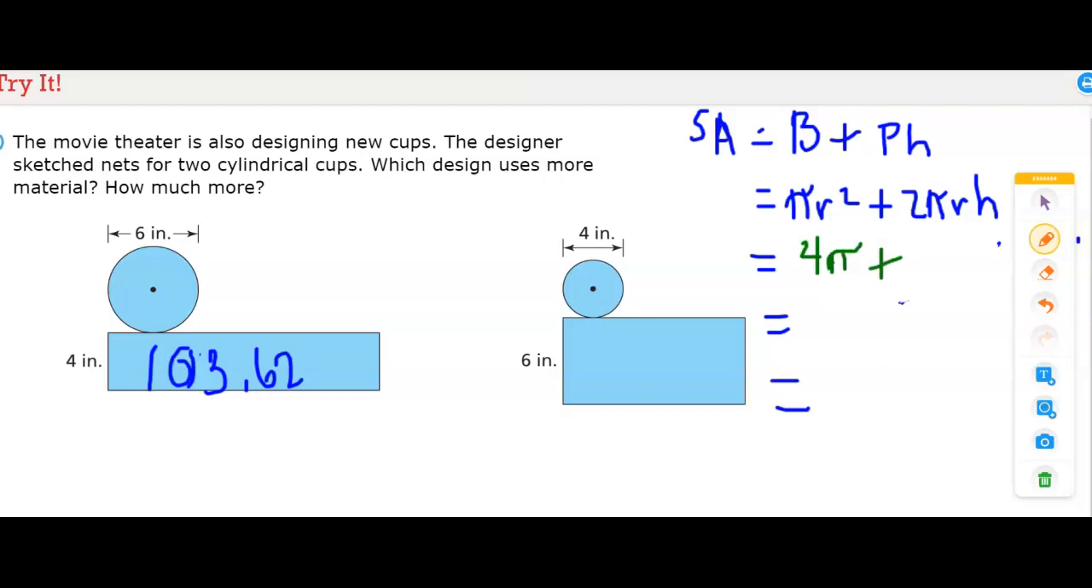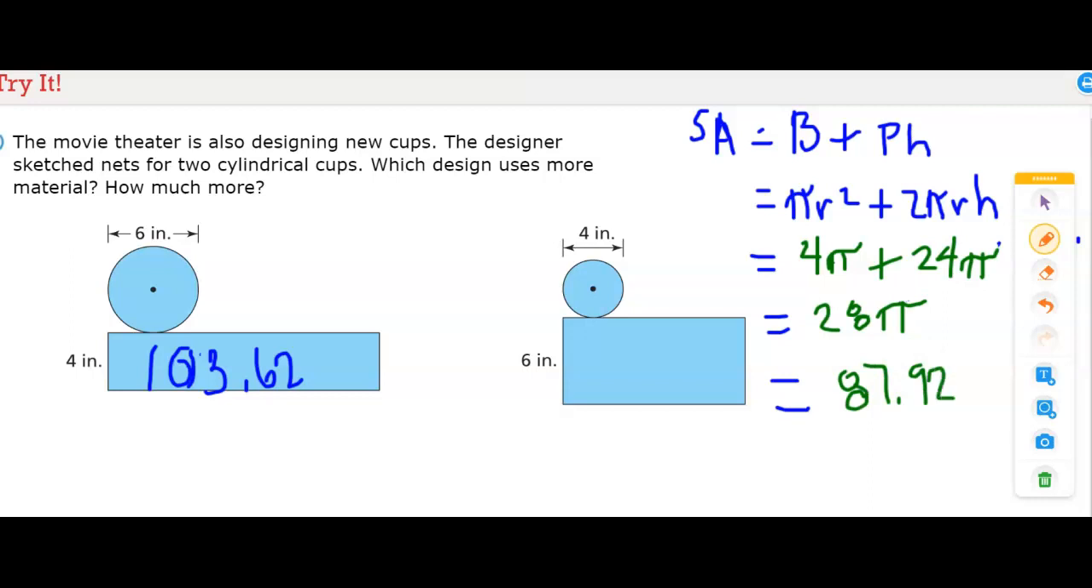So the R again is 2. 2 times 2 is 4. In this case, the height is 6. So 4 times 6 is 24. So we have 24 pi. So we add that up, and then we're going to get 28 pi. So 28 times 3.14 gives us approximately 87.92.